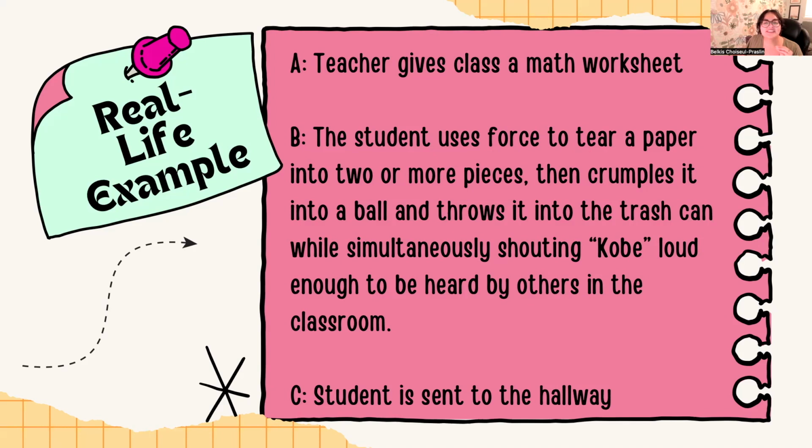C, the consequence in this example, is that the student is sent out into the hallway. Immediately after they do this action, they throw the ball, they shout out for Kobe, the teacher says, go out into the hallway.